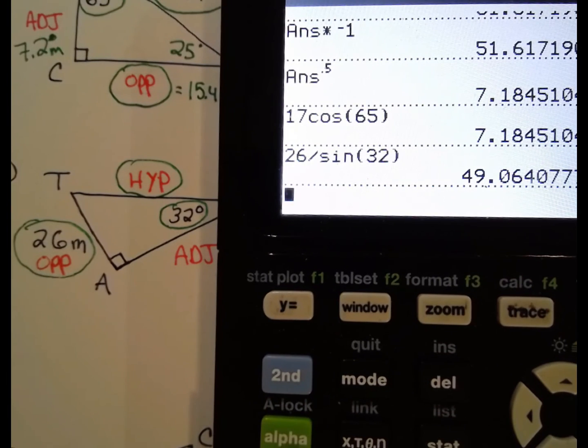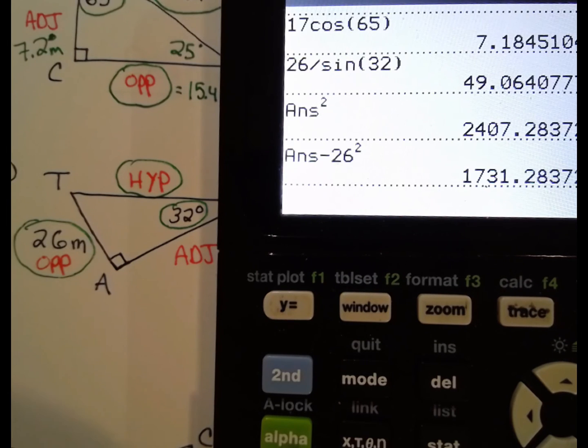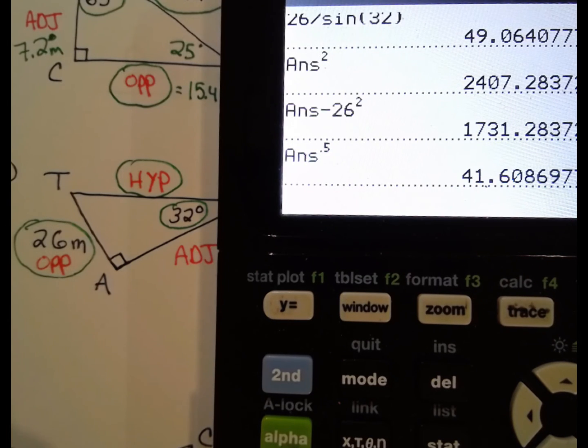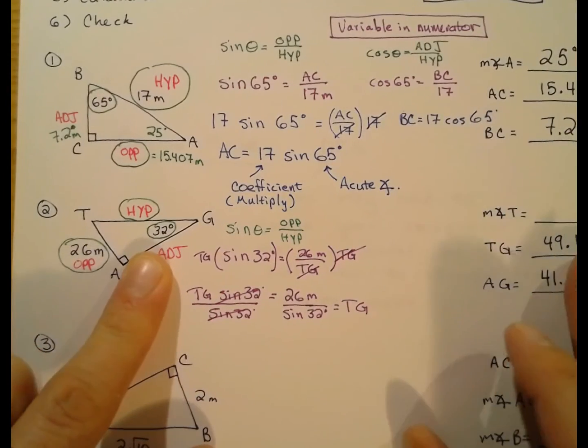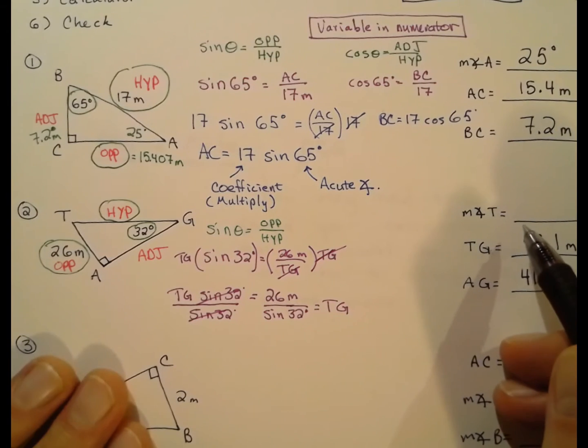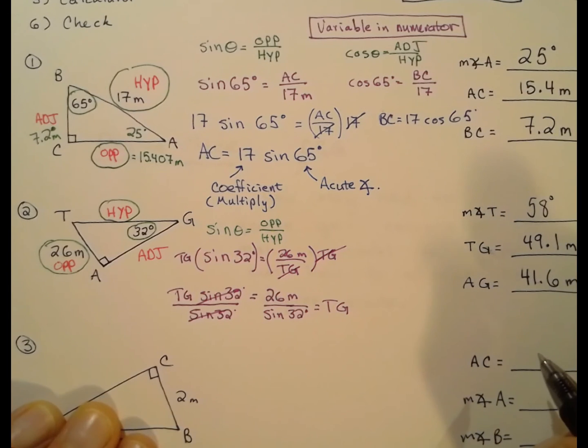So we can just Pythagorean straight away. We'll square that hypotenuse. We'll subtract the square of the leg. We'll take the square root of what we have left over, and 41.6 is side AG. Okay, this problem is in meters. And then lastly, if this angle is 32 degrees, angle T here must be 58 degrees because the three angles add together to be 180.